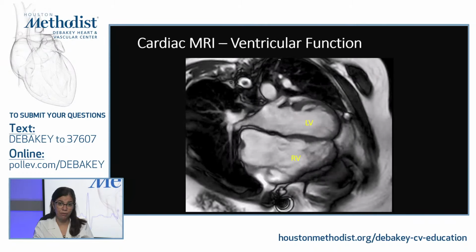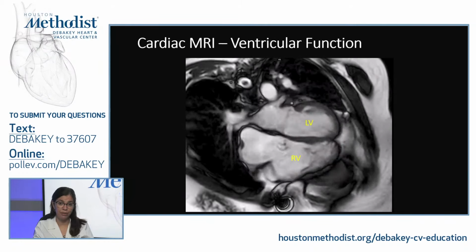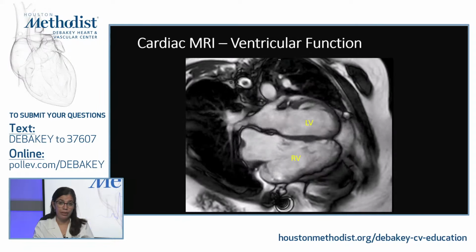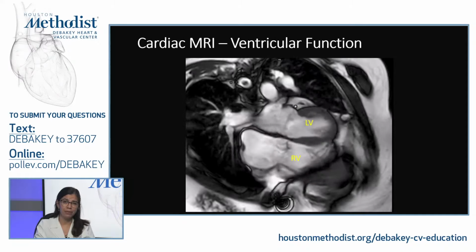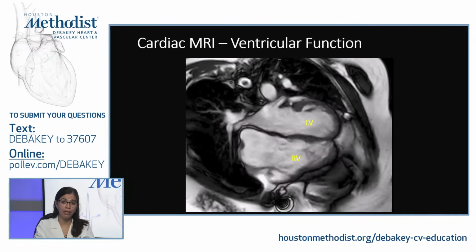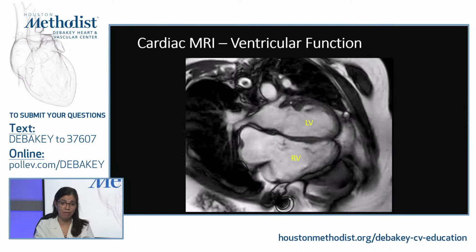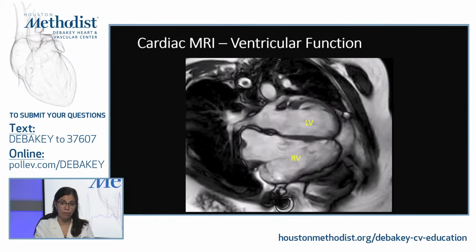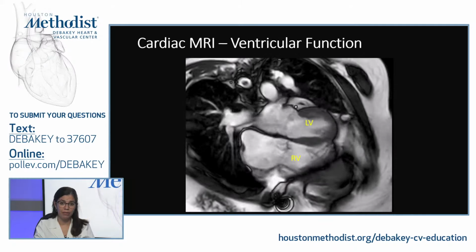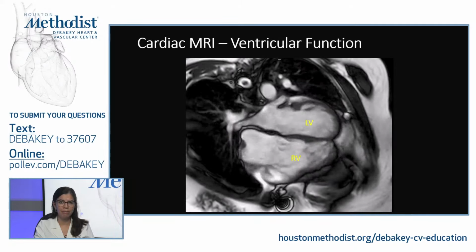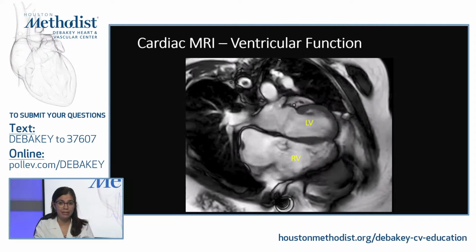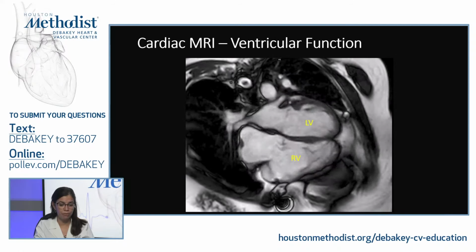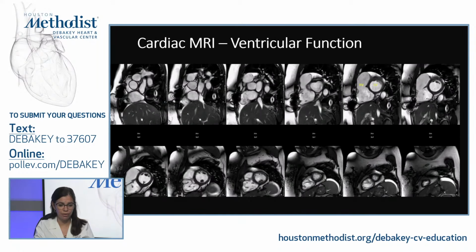Cardiac MRI is also a very accurate way to measure ventricular size and function. In our congenital population, particularly the assessment of the right ventricular size and function is very accurate with MRI. So when we are making longitudinal measurements to guide clinical decisions, we frequently obtain cardiac MRIs to quantify the ventricular size and function.